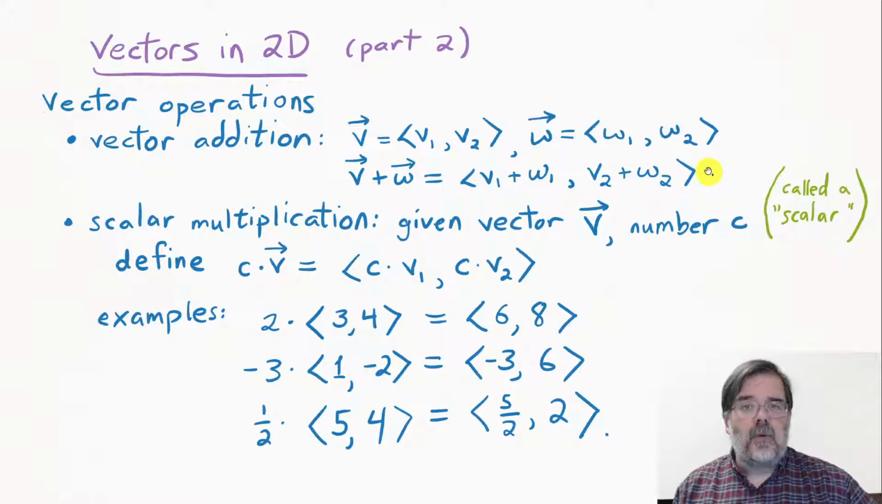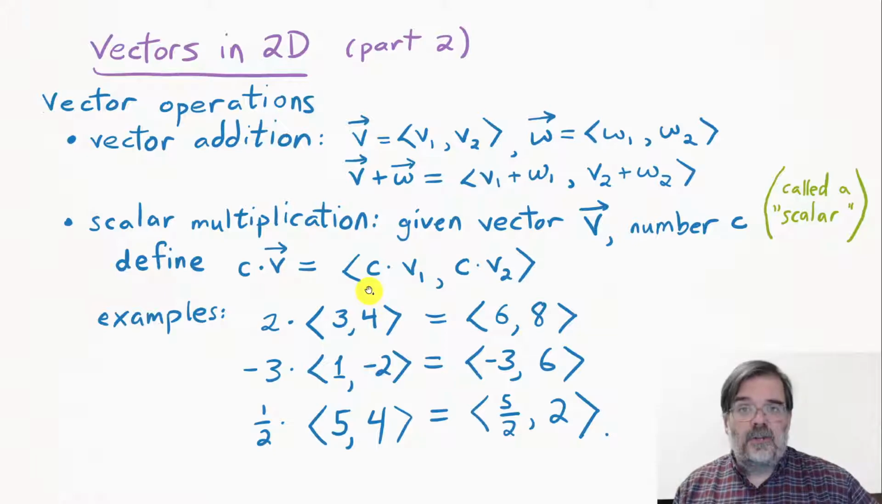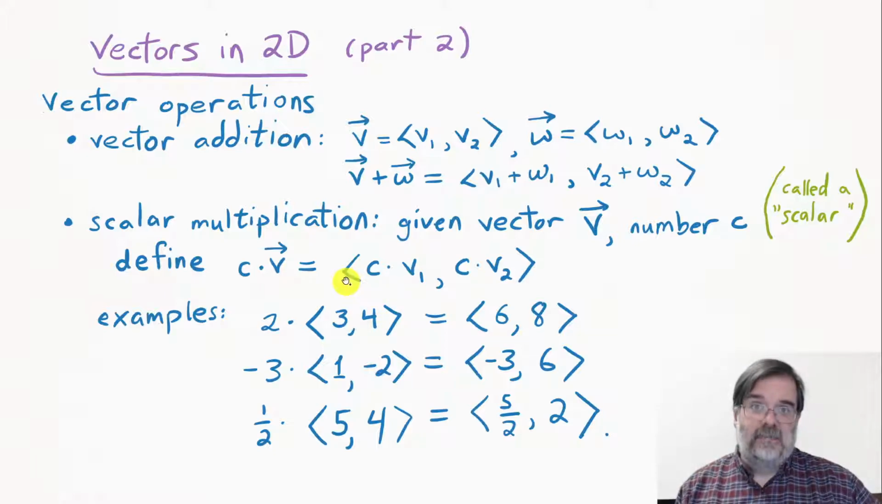The other very important operation we're going to do is something called scalar multiplication. So given a vector v and a number c, and in this context, the number c is often called a scalar, I suppose to distinguish it from a vector, but c is just a number. We define the scalar multiplication c times the vector v to be equal to the vector ⟨c·v1, c·v2⟩. In other words, we multiply both parts of the vector by c.